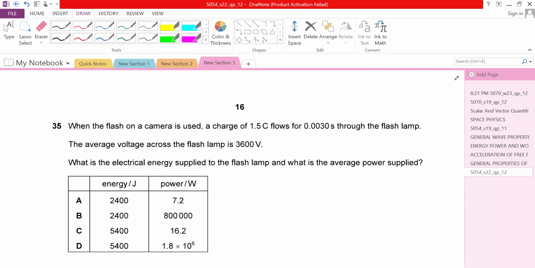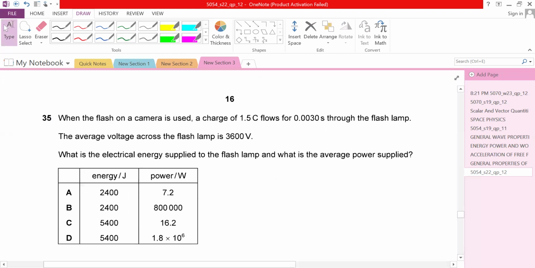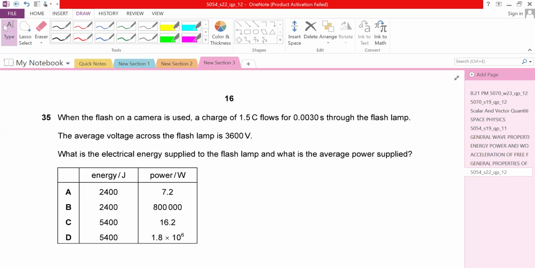Question number 35. When the flash on a camera is used, a charge of 1.5 coulomb flows in 0.0030 seconds to the flash lamp. The average voltage across it is 3600 volts. Find the electrical energy supplied to the flash and the average power.